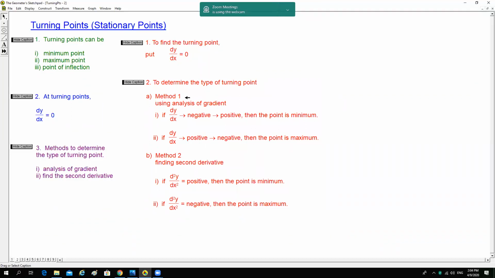Then to determine the type of turning point, you have to use two methods. Method 1, analysis of gradient. You see whether the gradient changes from negative to positive, then it's a minimum. If the gradient changes from positive to negative, then it's a maximum point. Another method is to find the second derivative. If d²y/dx² is positive, then the point is a minimum. If d²y/dx² is negative, then the point is a maximum.